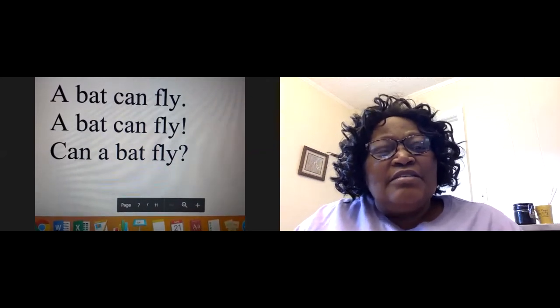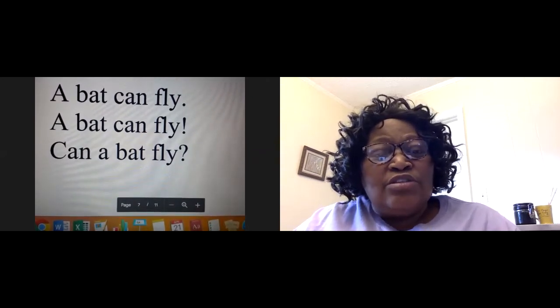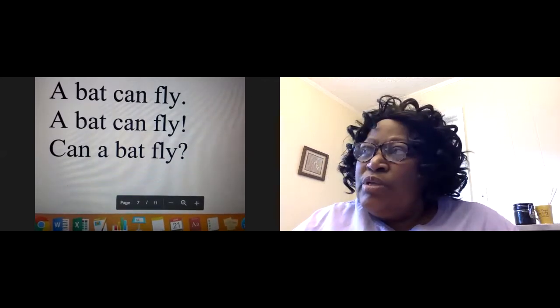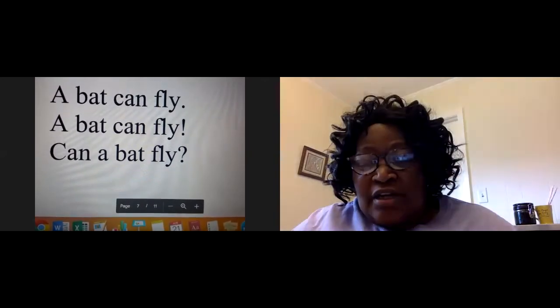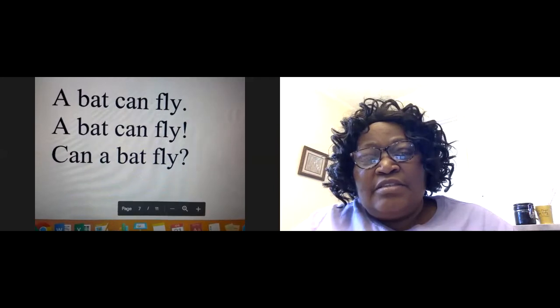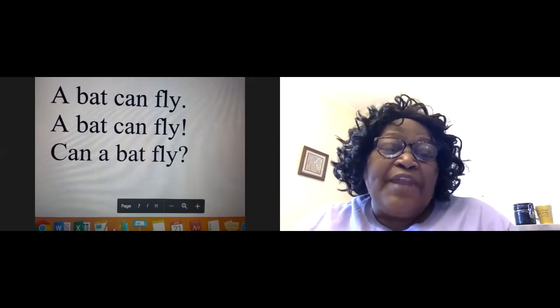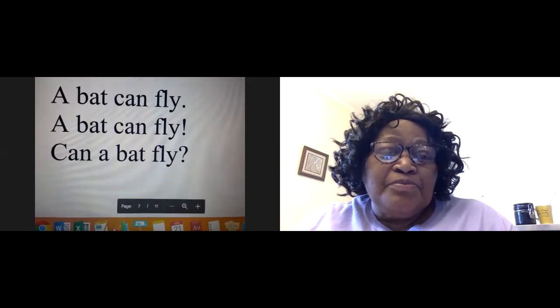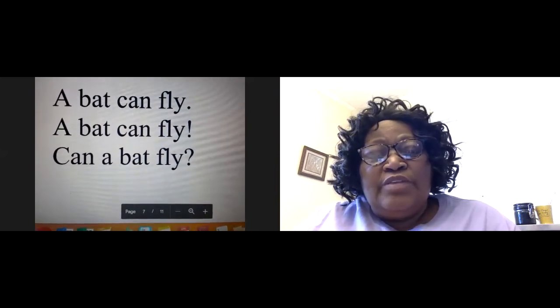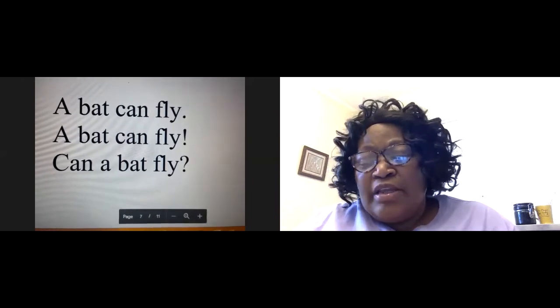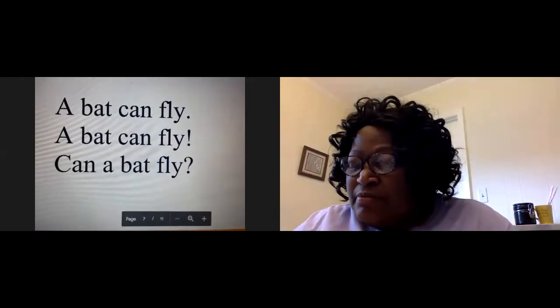The next sentence has a question mark. So what does that let us know? That sentence is a question. Can a bat fly? So we know we need to use a question mark. Let's look at one more sentence.